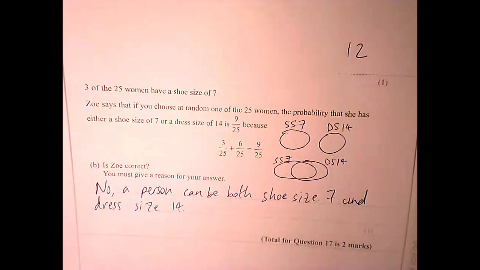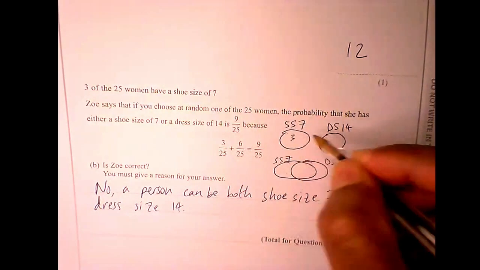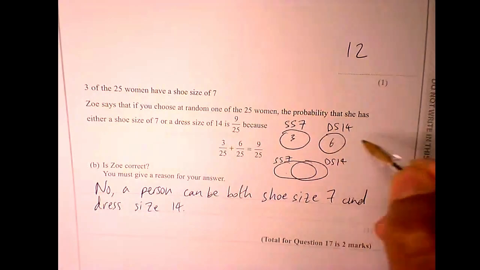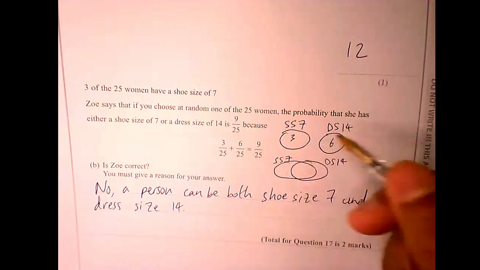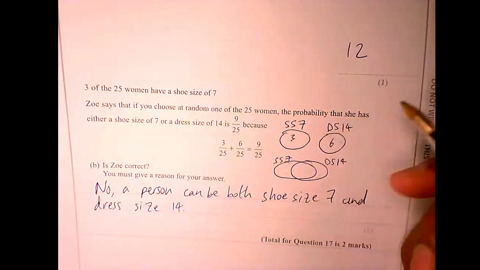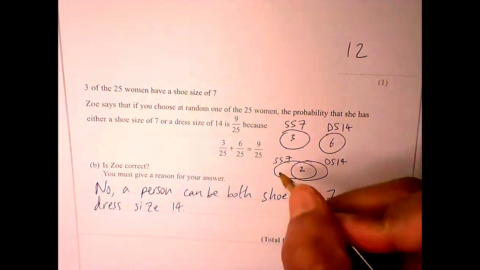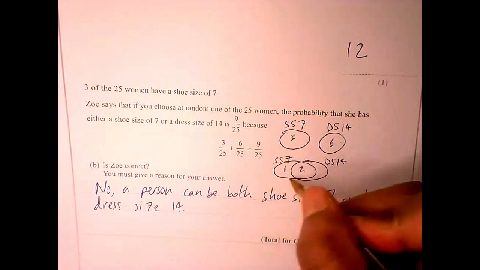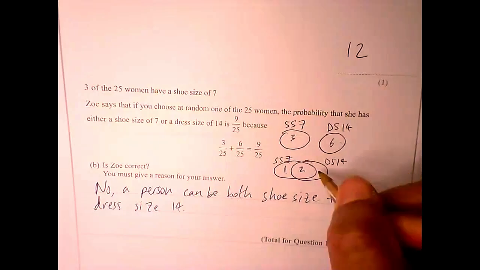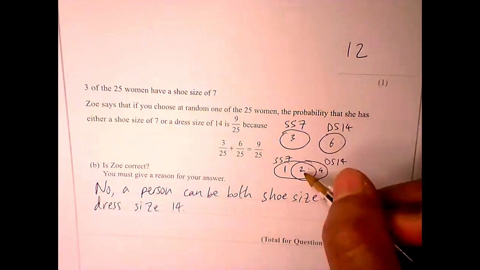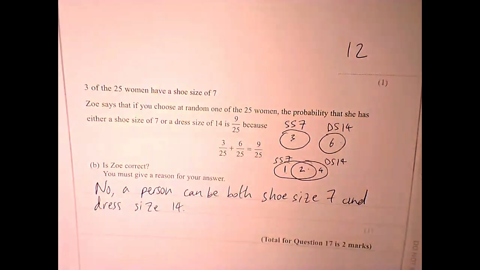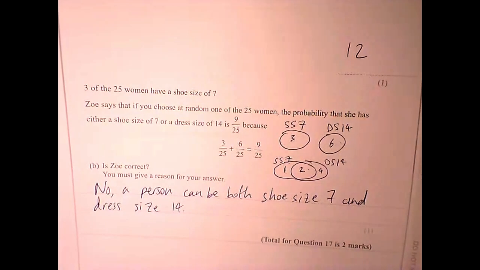Okay, so if you think about it, if you just put numbers here, for example, 3 women here, and you had 6 women there, that's 3 plus 6 is 9. But let's make it easy, you could have 2 people who are shoe size 7 and dress size 14, so that would go in the middle. So therefore you'd have altogether 3 people who are shoe size 7, and then you'd have 4 there. So you can see the numbers don't match. You'd have fewer people because you've counted 2 twice. So that's the reasoning behind it. So hopefully that gives you a bit of understanding of that question. All right, let's move on to the next question.